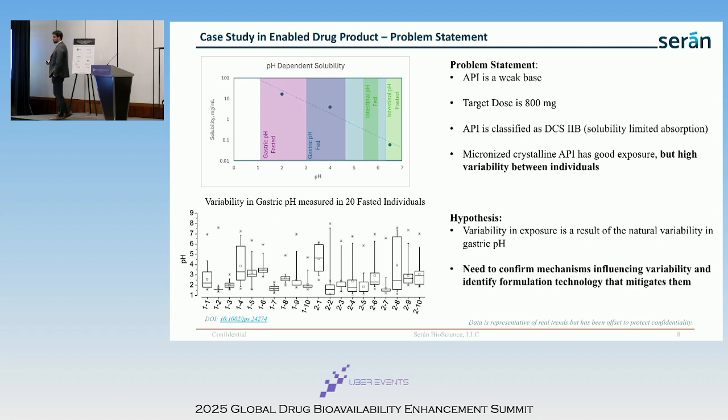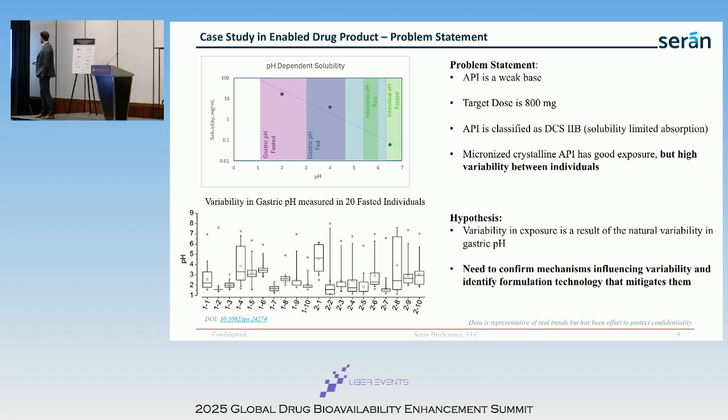And based on its solubility in the intestine, we would expect there to be little to no exposure based on the DCS, right? But when the client took the API, milled it down and dosed it into the clinic, they actually saw pretty good exposure, but high variability. So they came to us trying to solve the variability. Now, when we see weak base, we see a solubility profile like this, and we hear variability, our thoughts immediately turn to what's going on in the stomach, right?